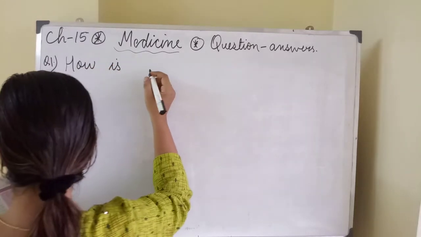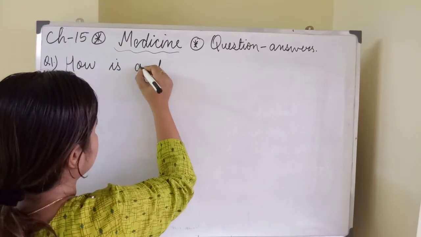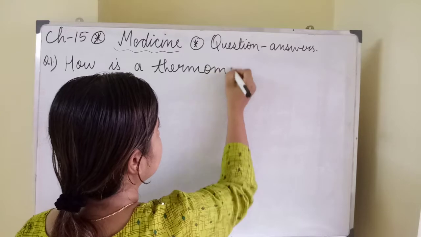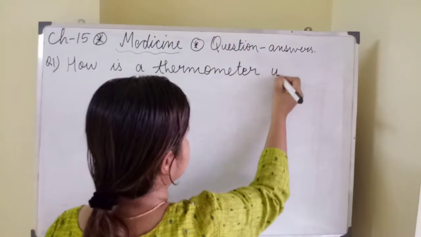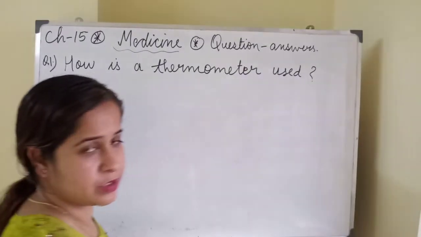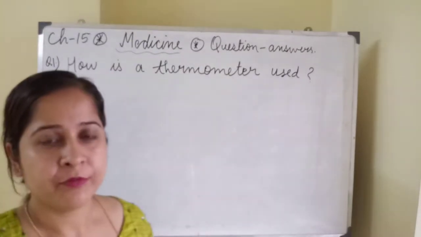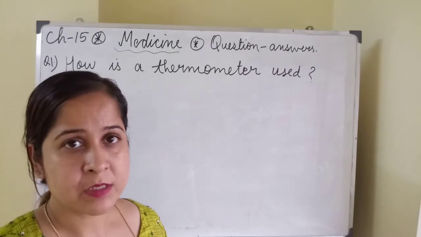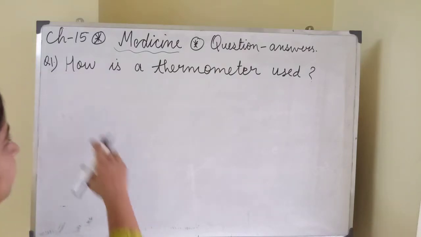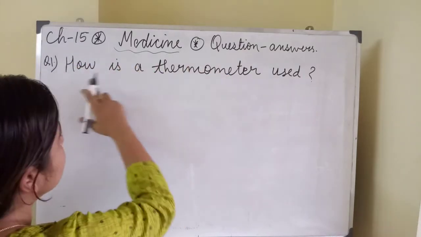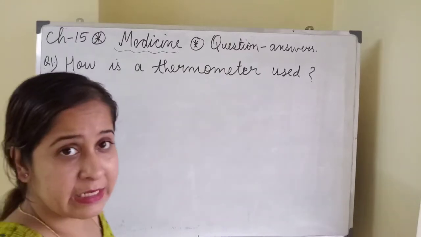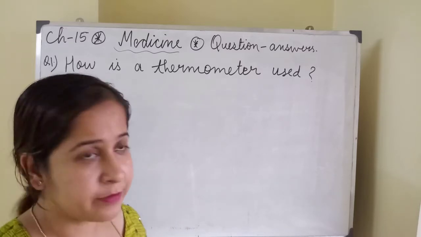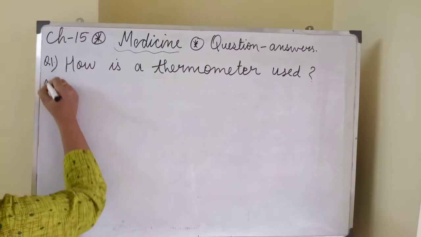How is a thermometer used? What is the meaning of the question? In this chapter, medicine, we have read all about the medical equipments, medical tools and progressive steps in the medical field. So today we are going to solve the question answers. How is a thermometer used? It means a clinical thermometer, which we use to measure the temperature or fever. How does it actually work? That answer we have to write. The answer is already in your book.